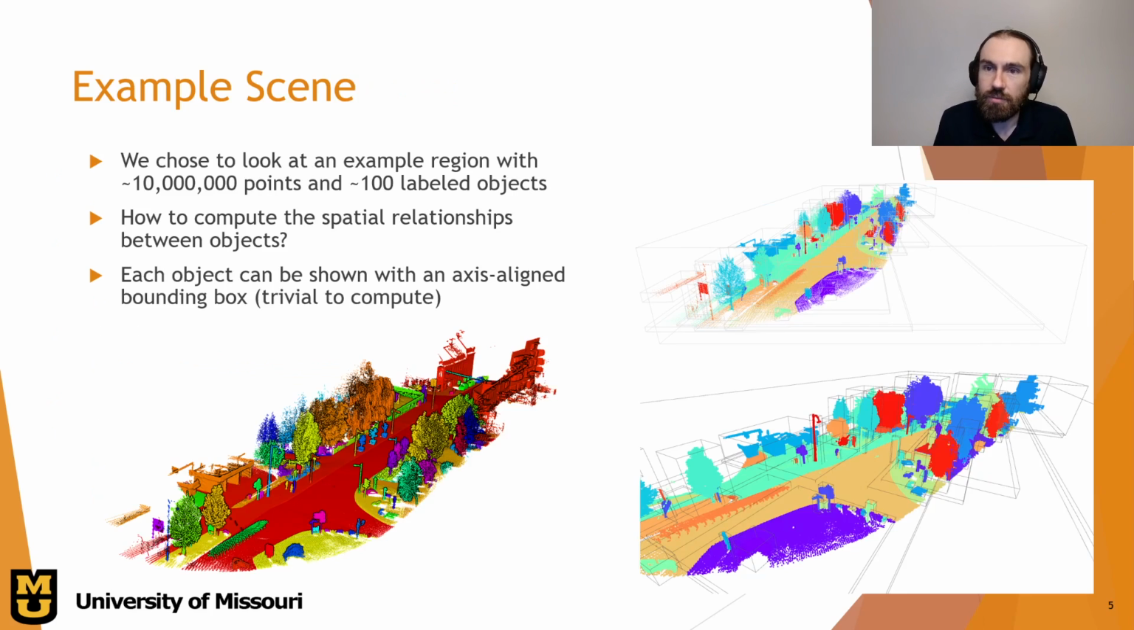And in particular, we're going to look at just a small section of this data set where we've got about 10 million points and 100 labeled objects. So the question that we want to ask is, can we compute the spatial relationships between these objects? So if we were to draw a bounding box around every one of the labeled objects in this scene, could we compute the spatial relationships between those objects and then use that for interesting things?